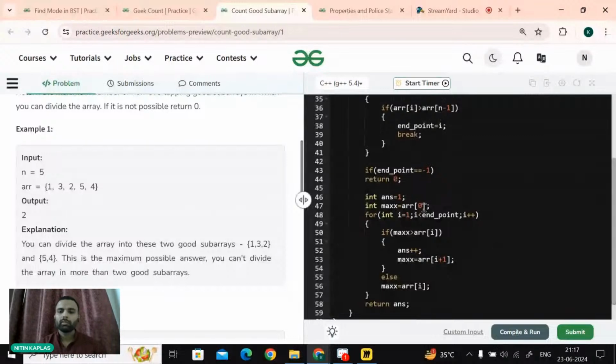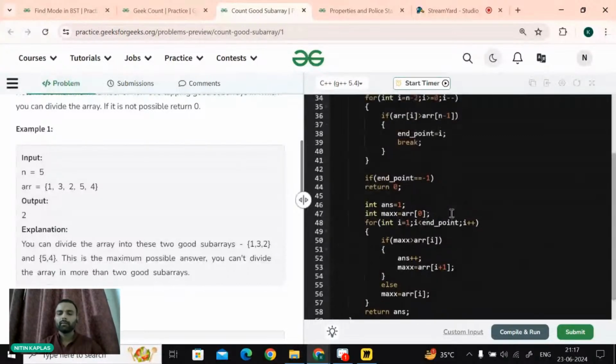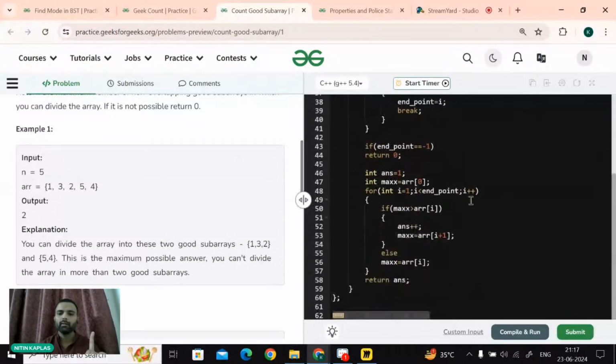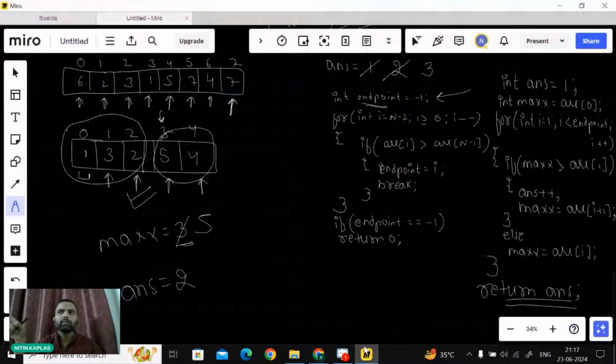Okay, so that's the simple idea to solve this, right? So what's the time complexity of the solution? Here we are traversing L1, and here also we are traversing one time. It's not big O of n plus n, it's big O of n.